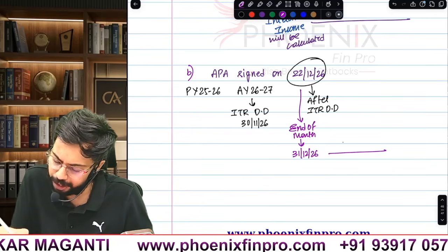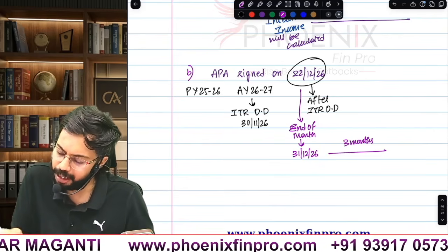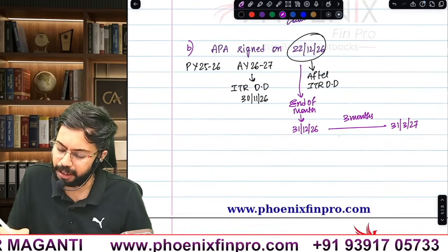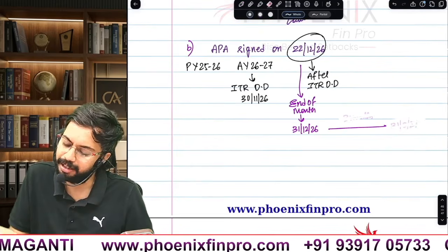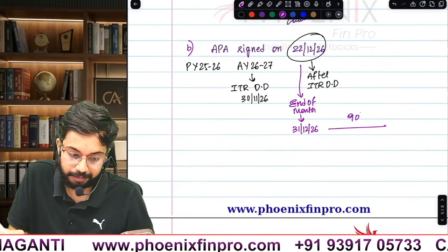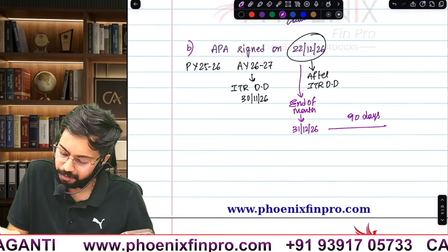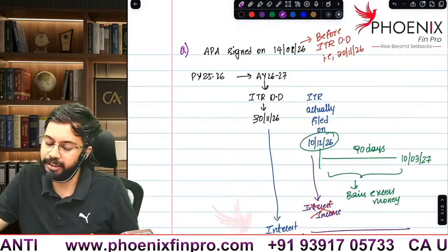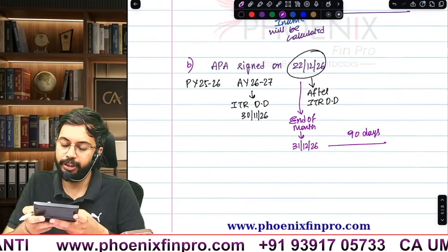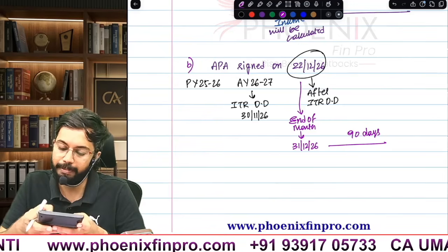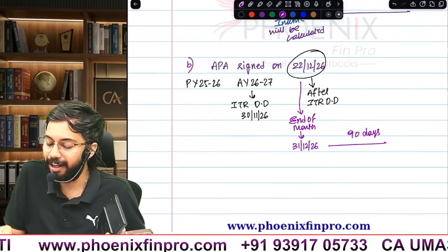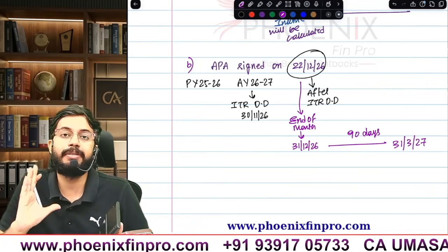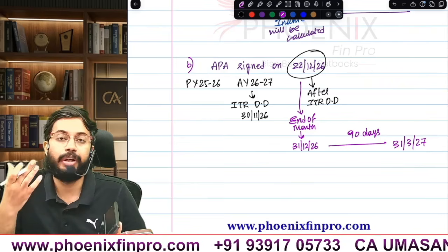From here onwards, you need to calculate 3 months. That means 31st March 27, correct? On or before 31st March, not 3 months, what is it? 90 days, right? I'm sorry. Within 90 days from end of the month in which APPA is entered. So 90 days: January 31, February 28, March 31. So again it is March 31st only, 31st March 27. So on or before 31st March 27, excess money is to be brought to India.